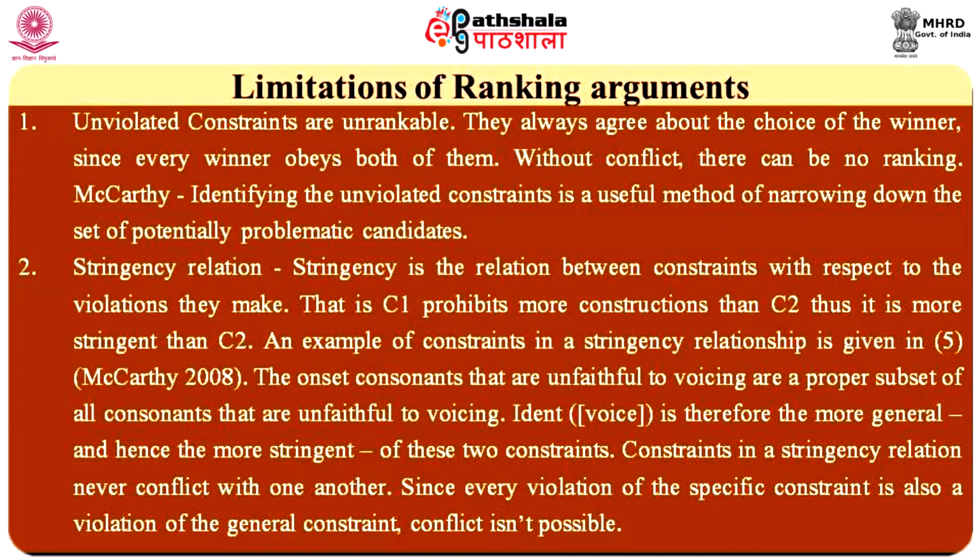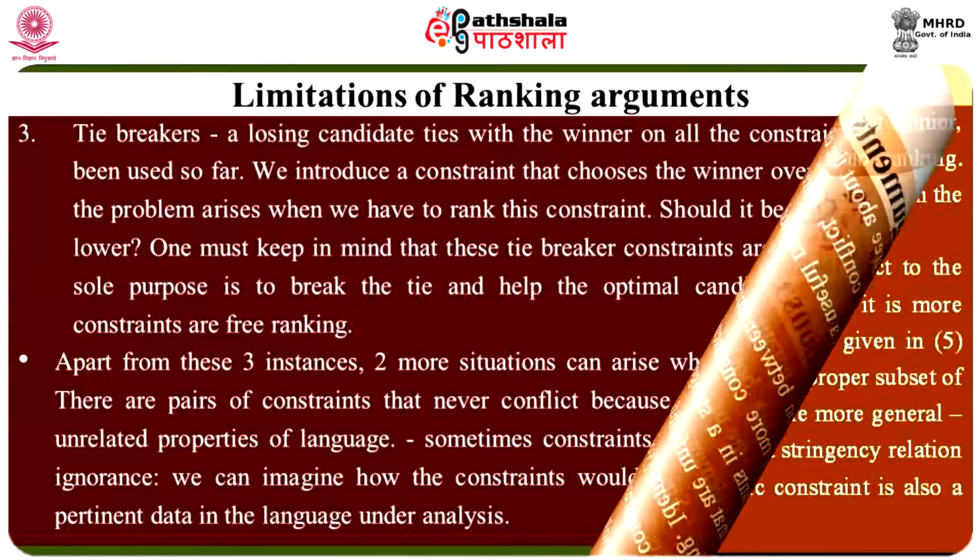The onset consonants that are unfaithful to voicing are a proper subset of all consonants that are unfaithful to voicing. Identical voice, the constraint called identical voice, is therefore the more general and hence the more stringent of these two constraints. Constraints in a stringency relation never conflict with one another. Since every violation of the specific constraint is also a violation of the general constraint, conflict is not possible.